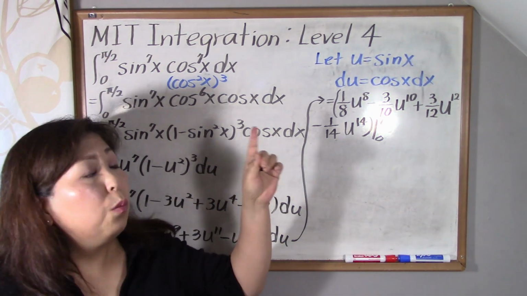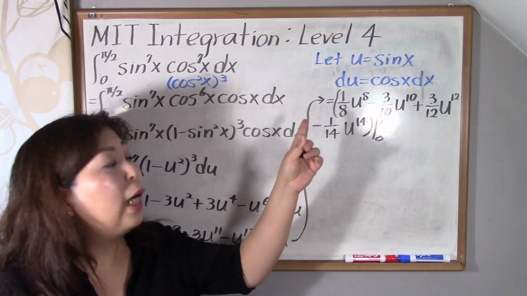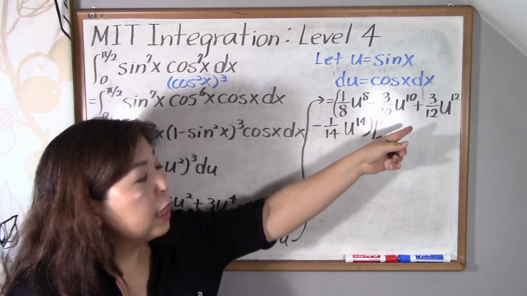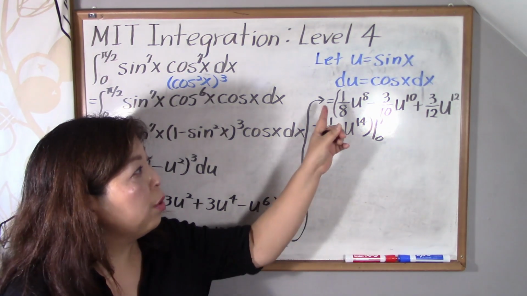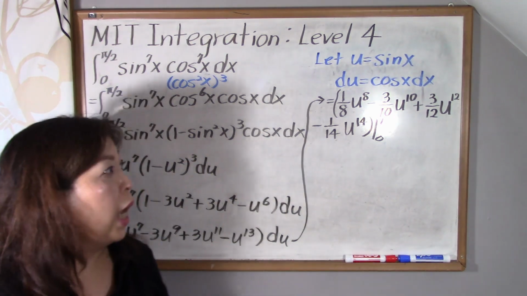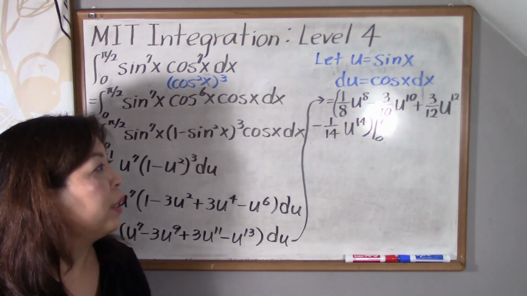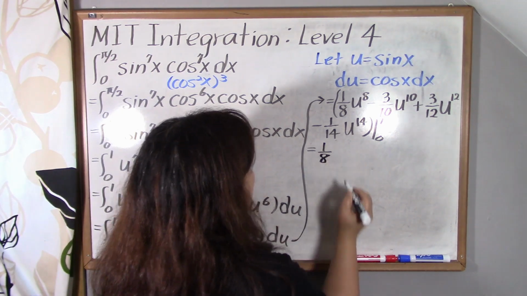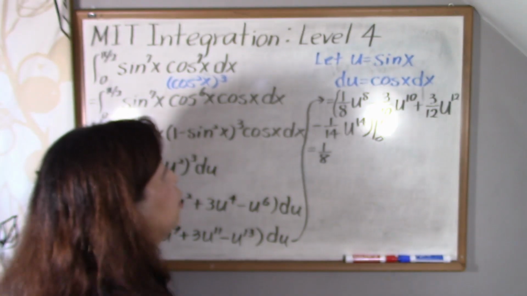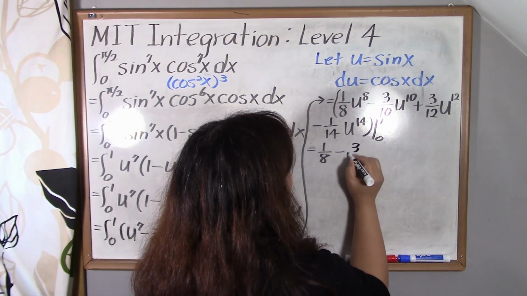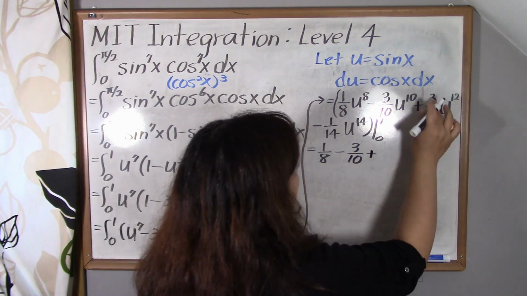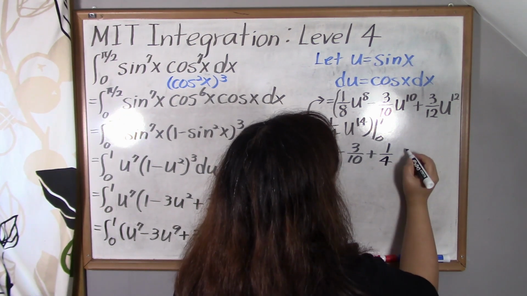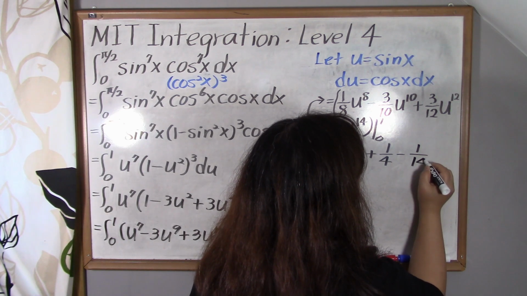Okay? And then, next step, we're going to plug 1 and 0 into u. However, we're going to plug 1 into u and subtract the value of the expression when u is equal to 0. When u is equal to 0, everything is going to be 0, so we don't have to worry about that. So we're going to plug 1 into u. Okay? So I is equal to 1 over 8, right? 1 to the 8th power is 1. So negative 3 over 10 plus 3 over 12. I'm going to reduce this fraction. So that is 1 over 4 minus 1 over 14.